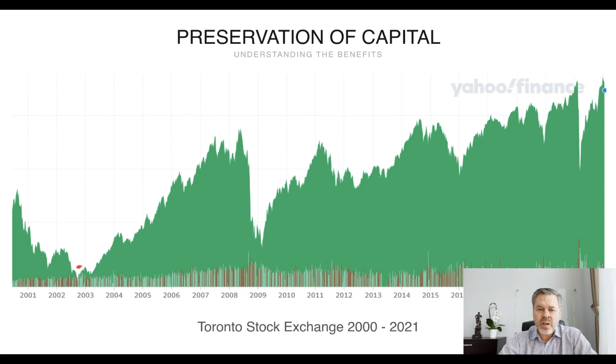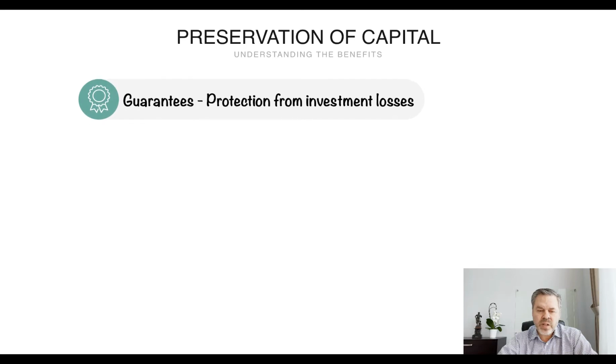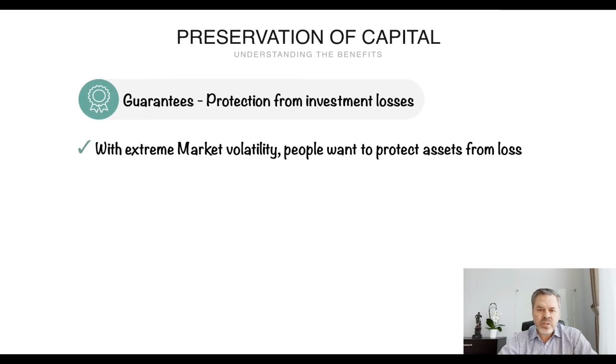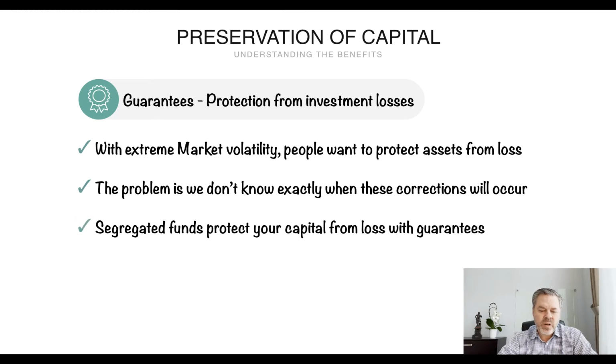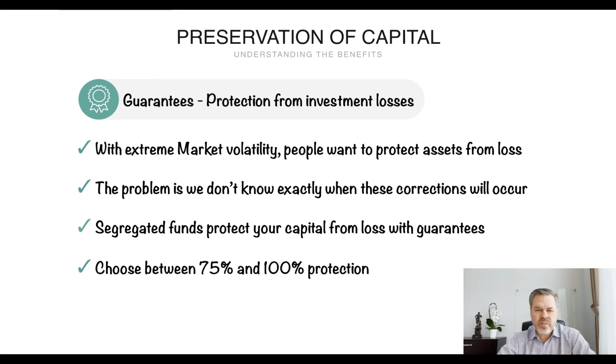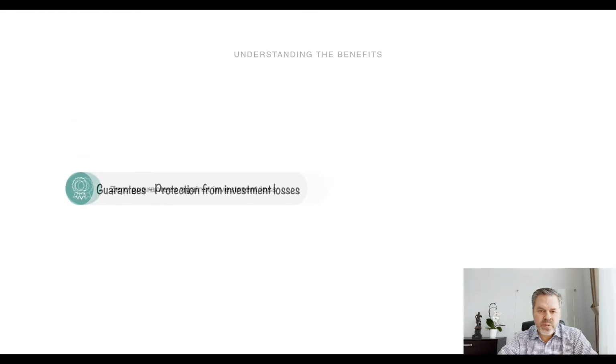Can we all agree over time, money will go up, that the markets will always go back to and exceed the previous highs? But you have to live through these things, these major declines. This is extreme volatility. And so segregated funds are going to help you to manage your portfolio during market volatility. It's going to protect your money from loss during these times, and that's because they have guarantees. You can choose between 75% and 100%.